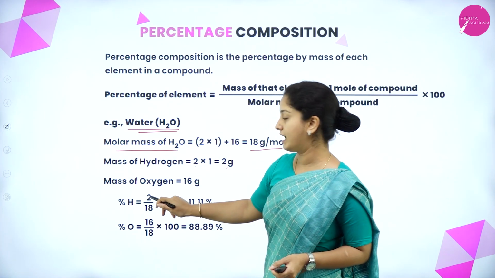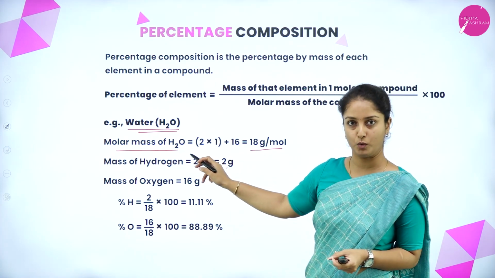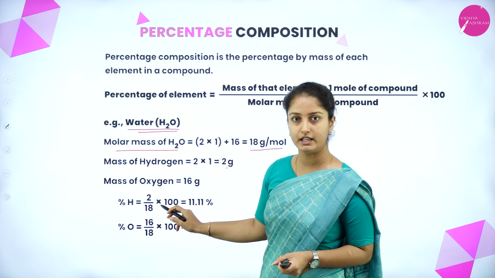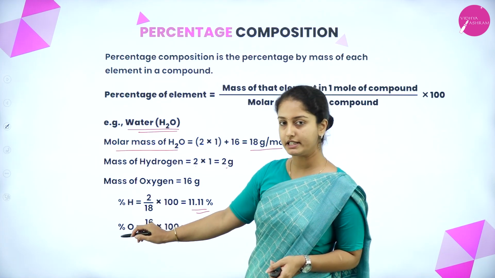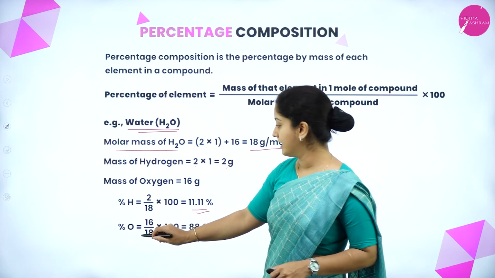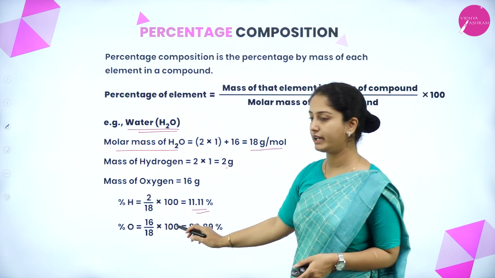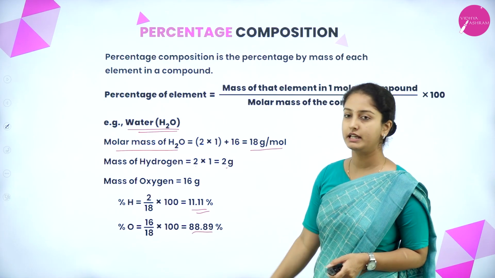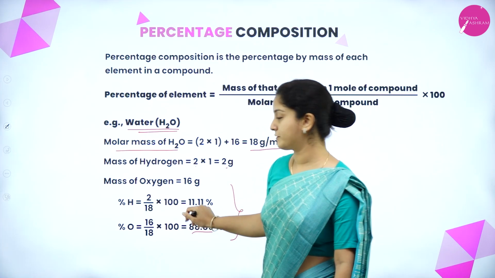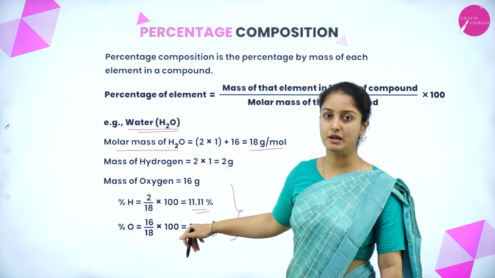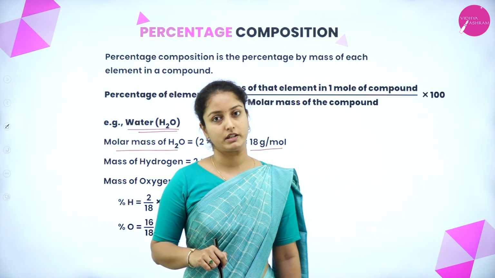So, the mass of hydrogen is 2 divided by 18 grams, that is the molar mass of water, multiplied by 100, which gives 11.11%. Then the other element present in the compound is oxygen. Oxygen mass is 16 divided by the molar mass of water, 18, multiplied by 100, which gives 88.89%. Therefore, the percentages show that so much hydrogen and oxygen are present in this 18 grams, that is 1 mole of a water molecule.